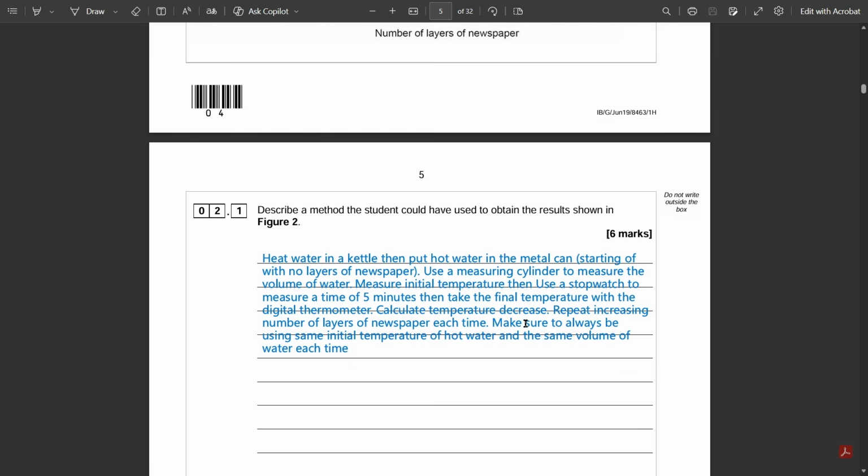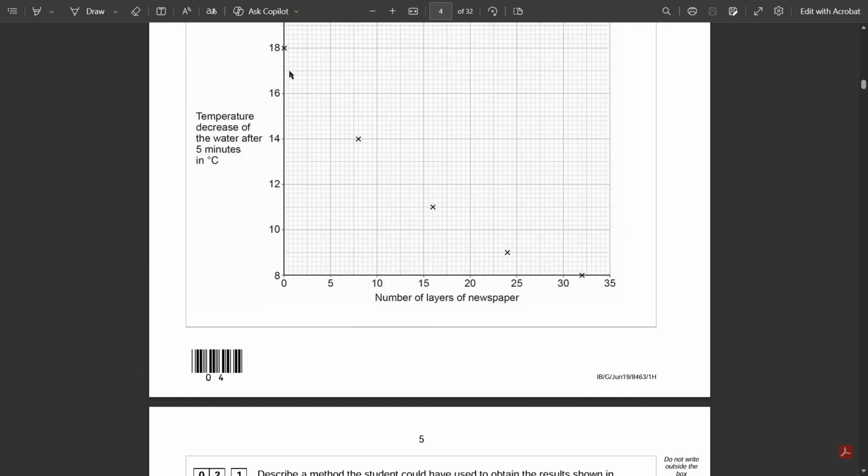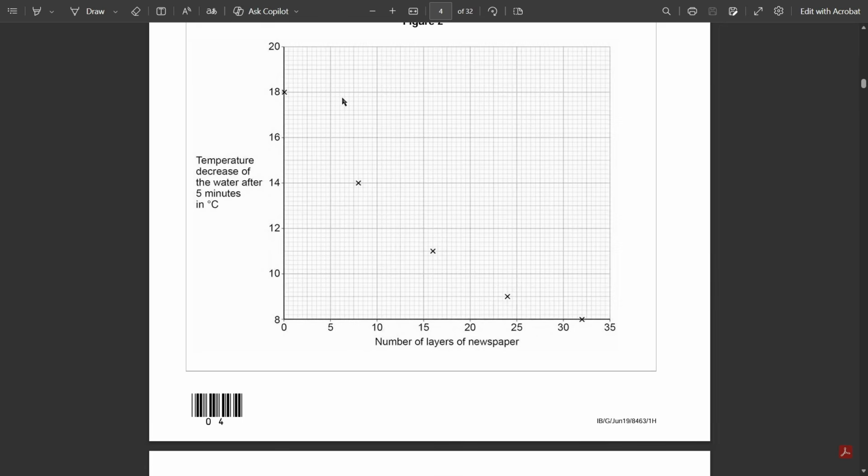Then you repeat, increasing the number of layers of newspaper each time, making sure to always use the same initial temperature of hot water and the same volume of hot water. And that would get you these results, like temperature decrease after 5 minutes with 0 layers of newspaper, and then you increase the layers of newspaper, repeating calculating the temperature decrease after 5 minutes each time.